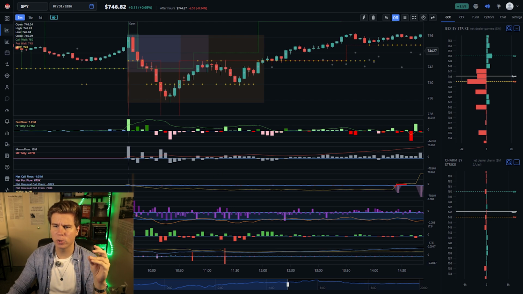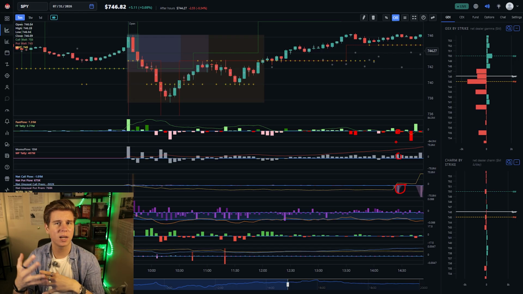Okay, purple, we got purple here. What does purple mean? Purple means puts. It's down. What does down mean? Down means sell, so those are sold puts, right? This is Momo, it's up. This is FastFlow, it's down, red, which means it's the opposite direction of Momo. It's gonna take some time to get used to that.